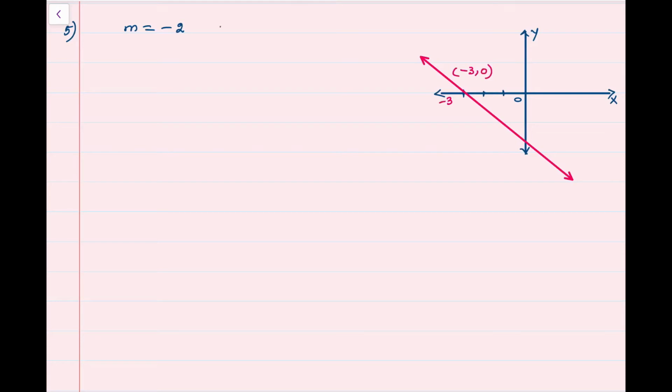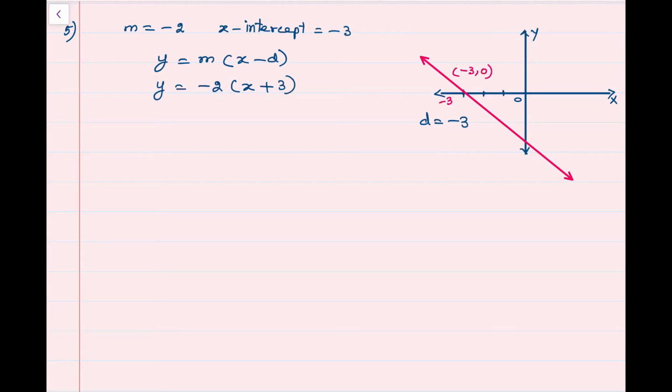In this case, we know the x-intercept. The x-intercept is minus 3. You may use slope x-intercept form or you may use point slope form. I am using slope and x-intercept form. The formula is y is equal to m times x minus d, where d is minus 3 in this case. Y is equal to m is minus 2, x minus of minus 3 will be plus 3, minus 2x minus 6. Therefore, equation of the line is 2x plus y plus 6 is equal to 0.